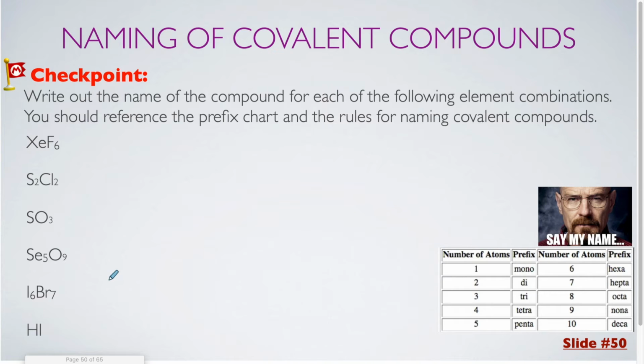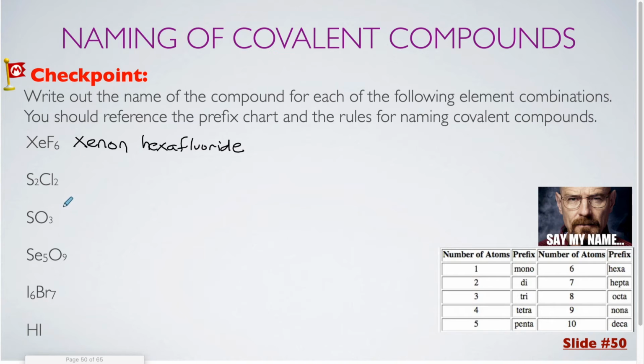In our checkpoint, we are going to be going from formulas to names for each of the following. In our first example, we have a single xenon. So we write xenon. No mono for the first element. Next, we have 6 of the fluorines, and our prefix for 6 is hexa. So we write out hexa, and then fluorine goes to fluoride.